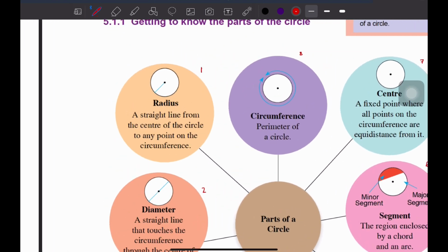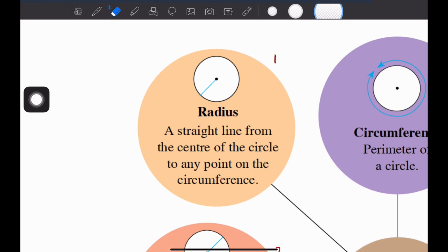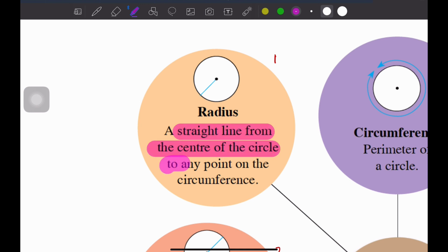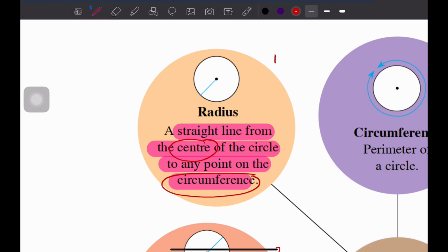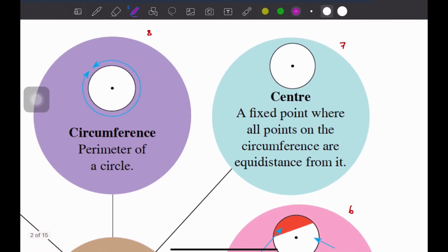Let's look at the first one. The first part of a circle, we call it radius. So what is radius? Radius is a straight line from the center of the circle to any point on the circumference. Over here it mentioned center and circumference, so let's look at what they are first. Center is a fixed point where all points on the circumference are equidistant.